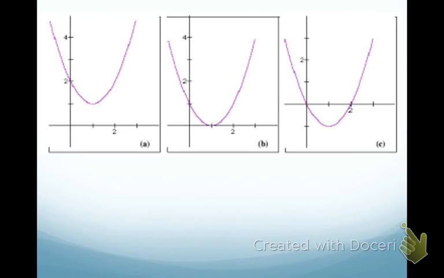Okay, we can either have 0, 1, or 2 solutions to a quadratic. This first graph is a graph of 0 solutions because it never crosses the x-axis. The next graph has 1 solution because it only touches the x-axis once. And the third one has 2 solutions.